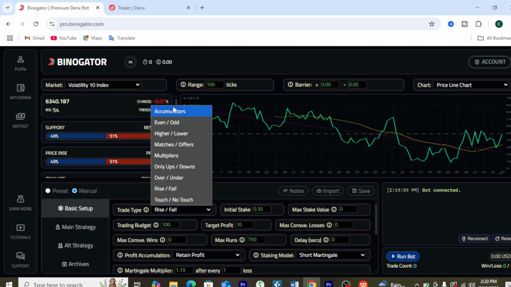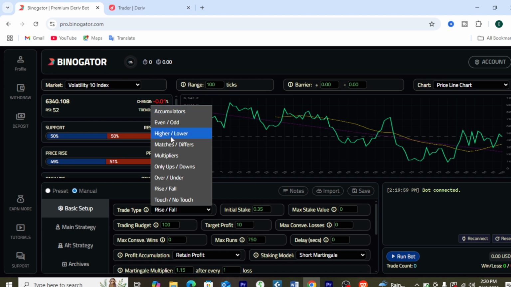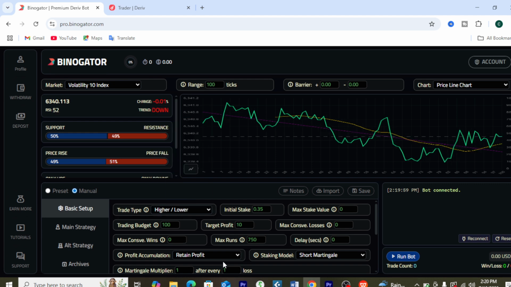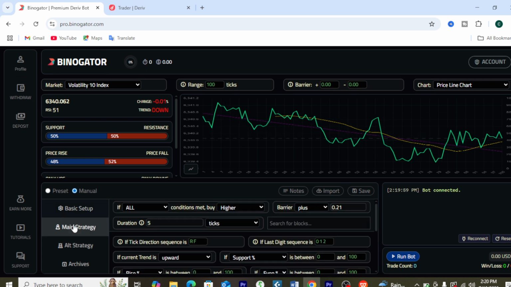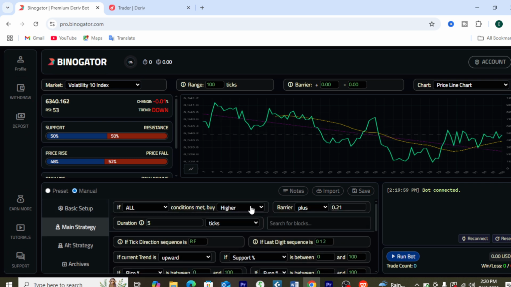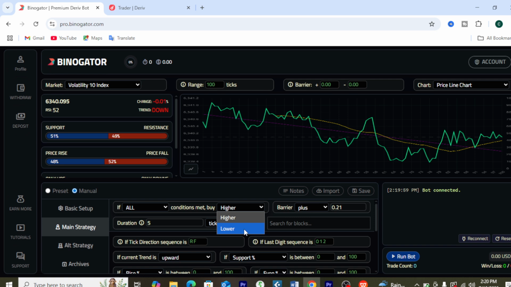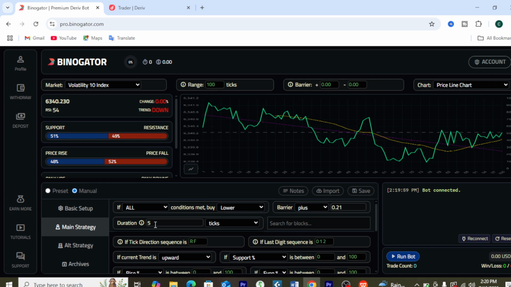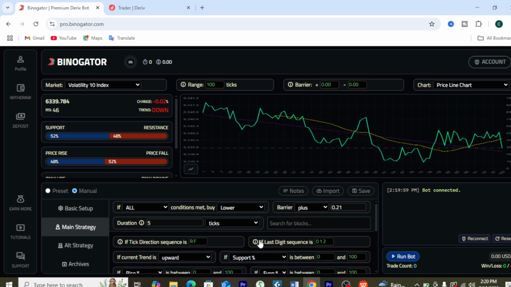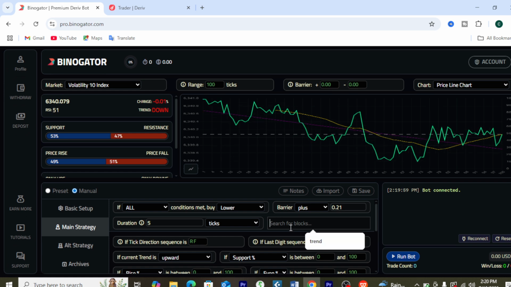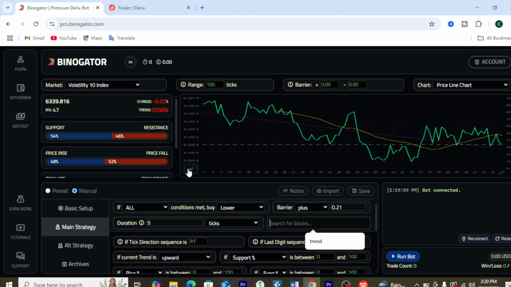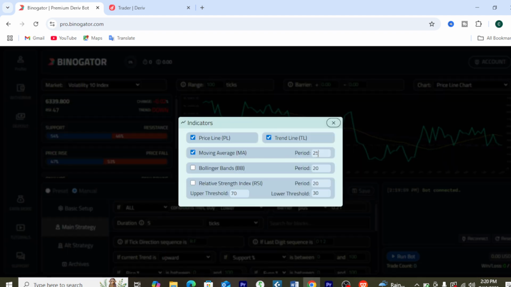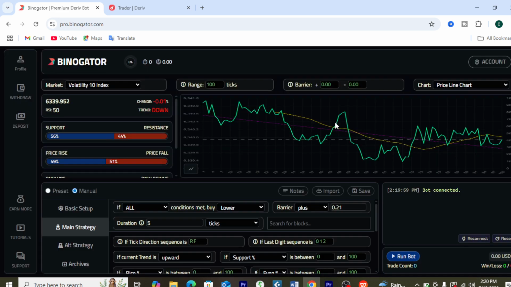All right, so let's go back again. I'll select higher lower, then the initial stake is set and target profit set. I'll go to the main strategy, then select lower. I want the bot to buy lower. The duration is 5 ticks, so I'll leave the barrier as it is. Okay, let me go back and change this moving average back to 10. All right, the moving average now is 10.